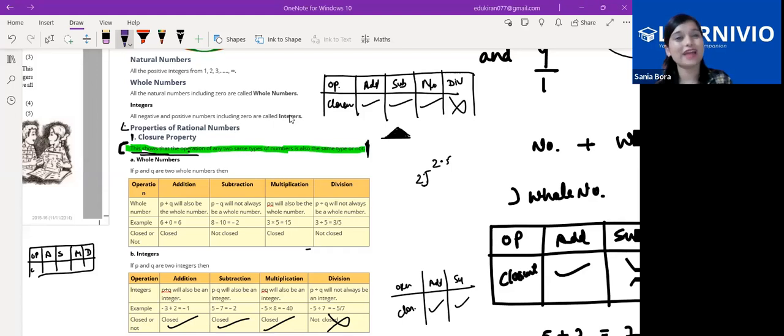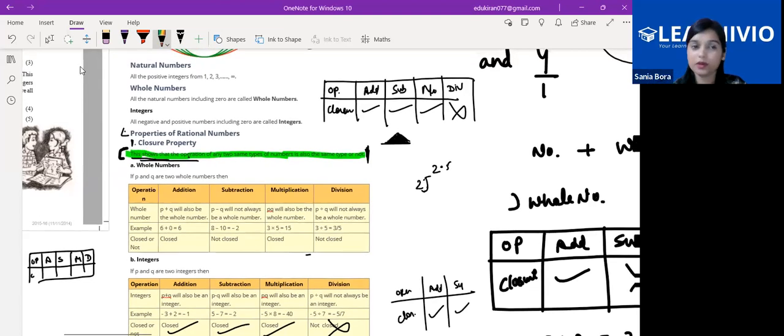What I say will be for everyone, but this was specially for Aisha. Okay, so let's just start. We are doing the properties of rational numbers. The first property we did was the closure property.